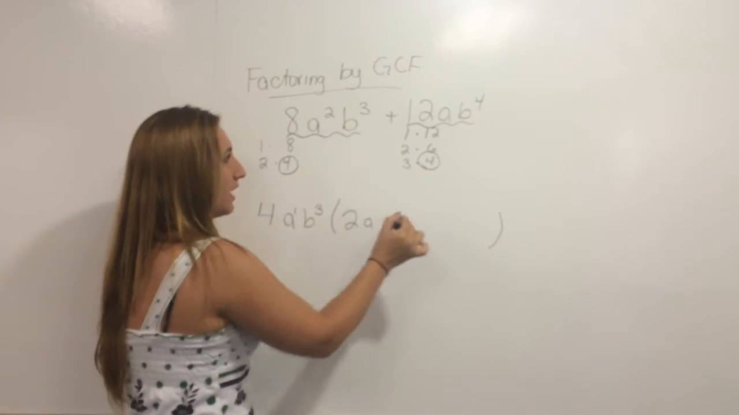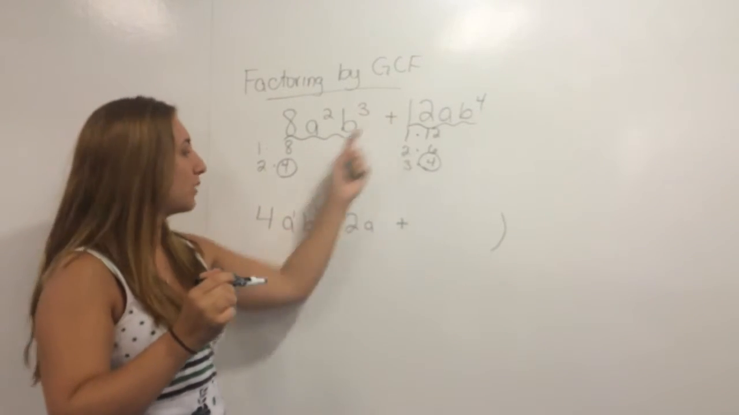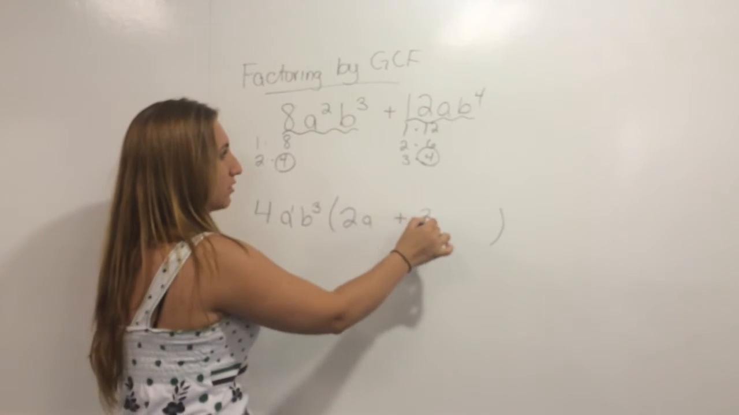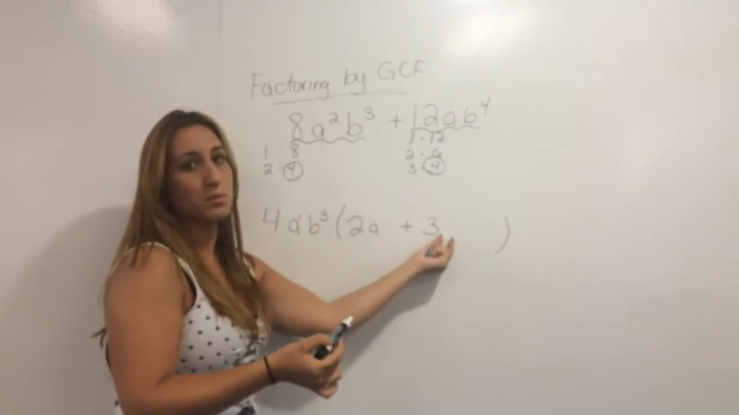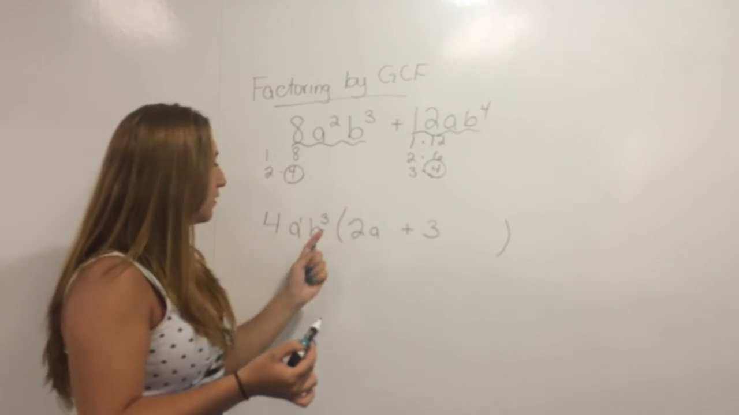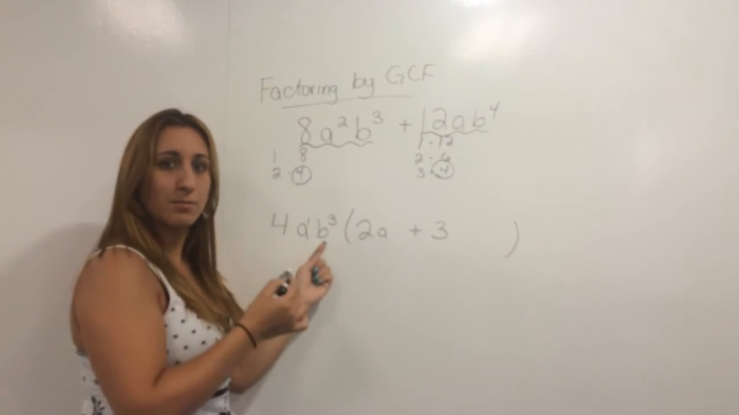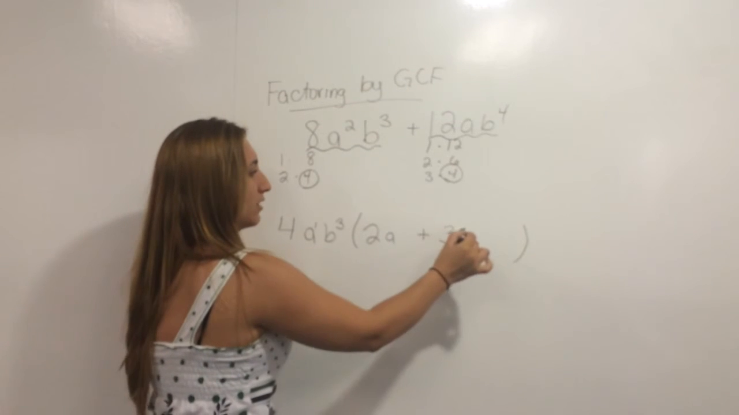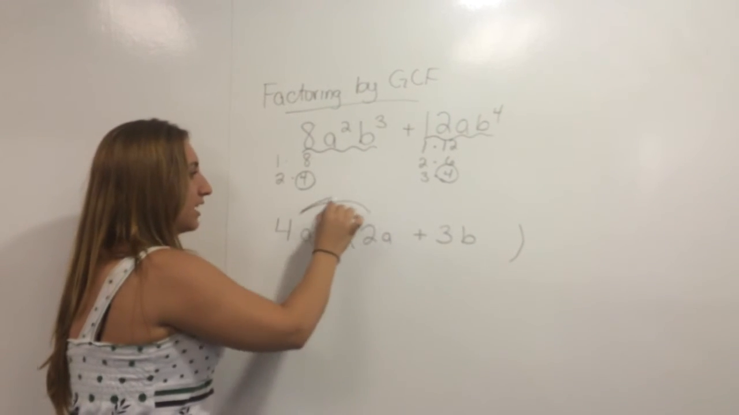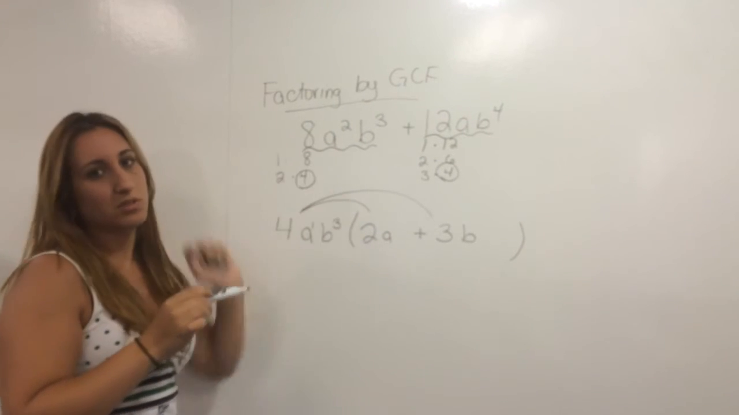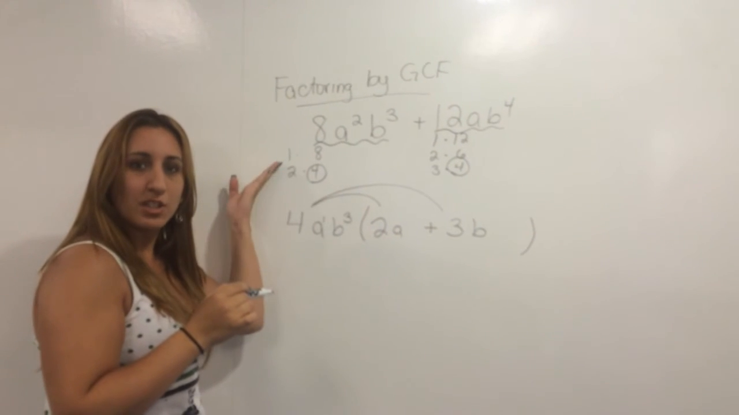Keep your sign and do the same thing with the second term. So 12 divided by 4 is 3. A divided by a is again just the 1, so we don't need that placeholder. And b to the fourth divided by b to the third, you're going to subtract your exponent, so 4 minus 3 is 1. To double check your work, you would distribute your GCF into each of the terms and make sure that you came out with the original equation.